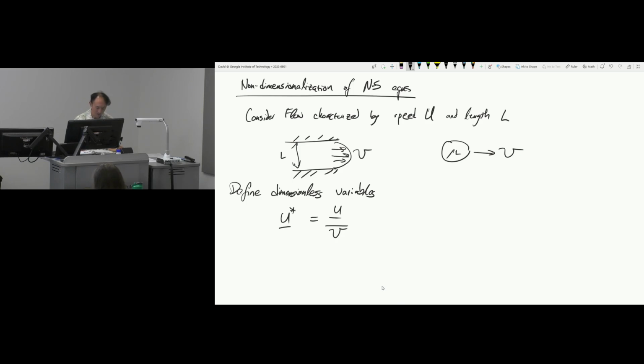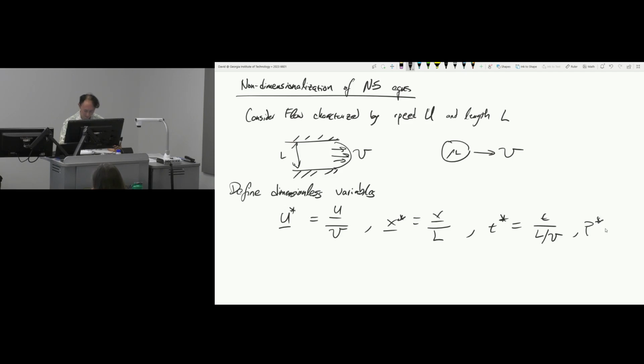So v has some units, meters per second, and if I divide my velocity vector by the velocity scale, I get a dimensionless velocity vector. Similarly, x star will be the position vector x divided by my length scale. For example, in the blood vessel presentation, your position is determined in terms of radii of the vessel, like how many radii down the tube we are. t star will be t over L over V, so once you've defined a length scale and a velocity scale, you define the time scale for the problem, which we'll call L over V.